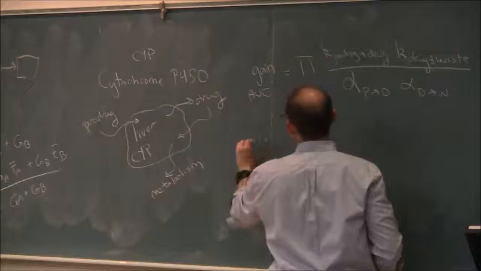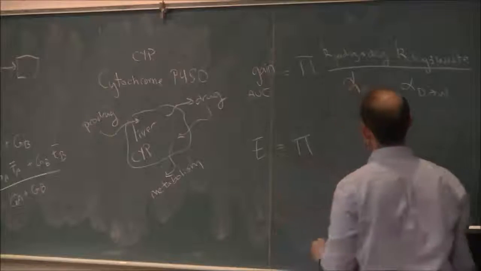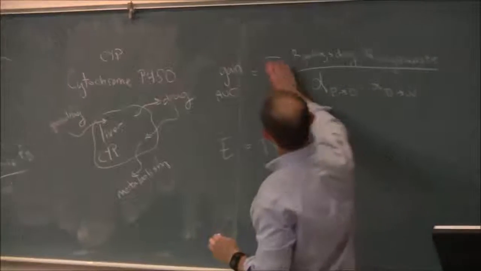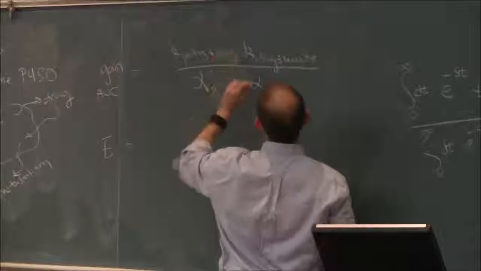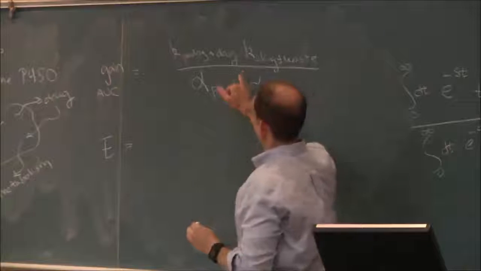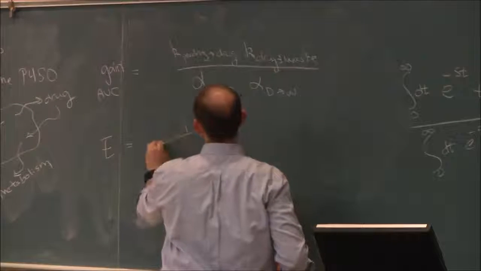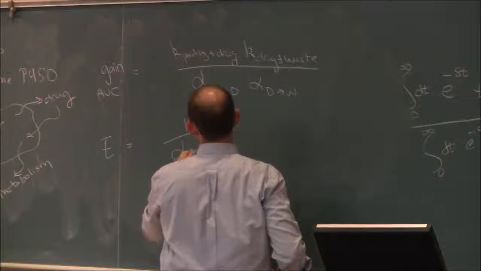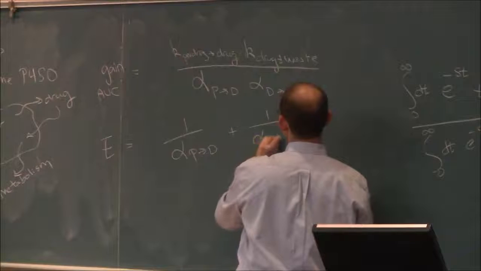And the mean time of response is, well, actually I wrote product, but here, not really product. And then we'd also have terms that have to do with drug action. And then the mean time of activity would be something like 1 over alpha prodrug to drug plus 1 over alpha drug to waste.